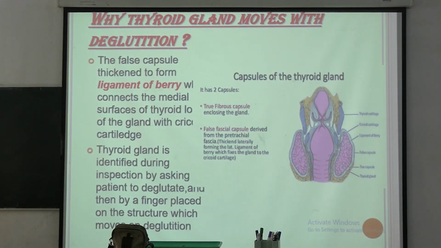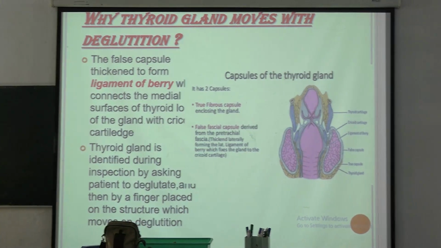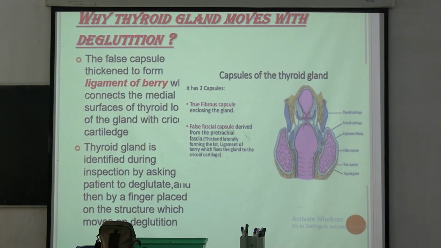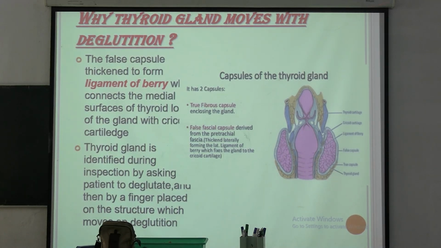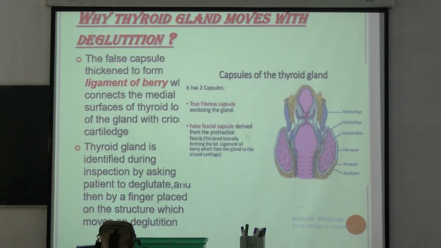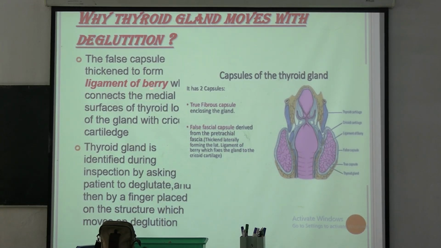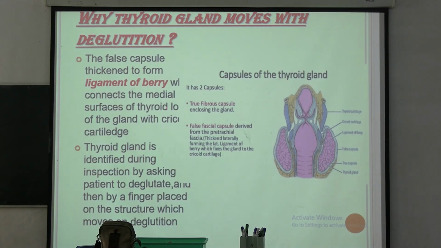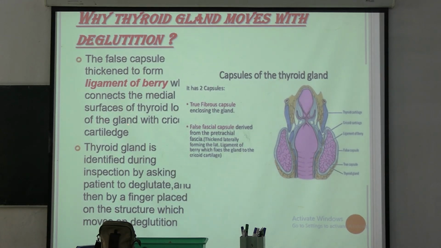Now, why does the thyroid gland move with deglutition? This is important. That is what I told you: the false capsule thickens to form the ligament of Berry, which connects the medial surface of the thyroid gland with the cricoid cartilage. The thyroid gland is identified during inspection by asking the patient to deglute and then placing a finger on the structure which moves on deglutition. Here is the thyroid gland.